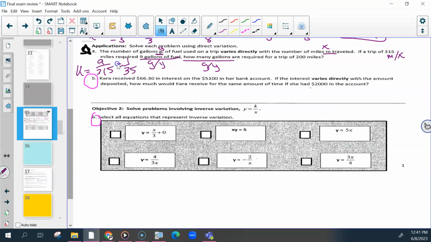So we're looking for G or Y. We have M or X. So we're going to put in those values and solve for G or Y. G equals 1 over 35 times 200. 40 over 7. I think that's right.